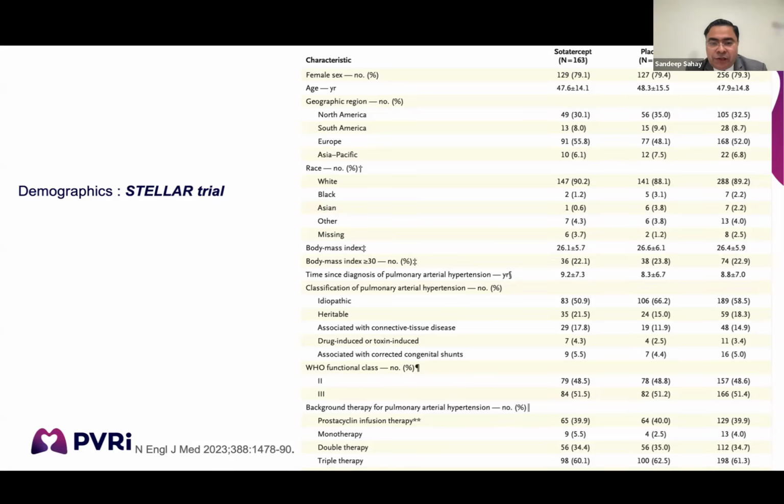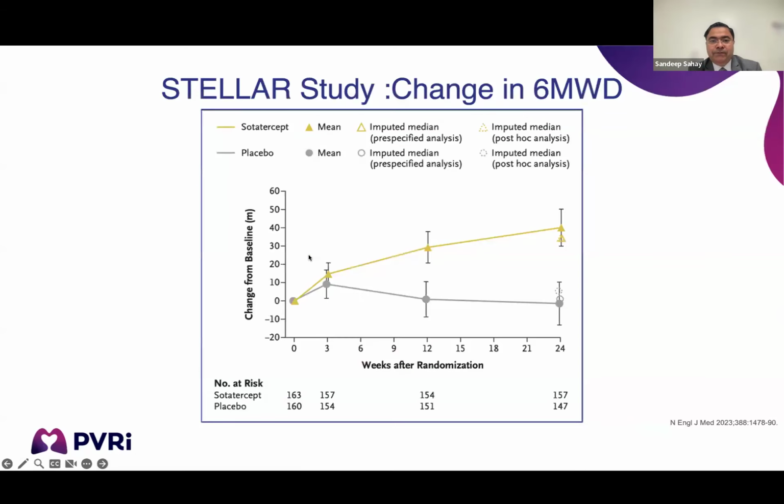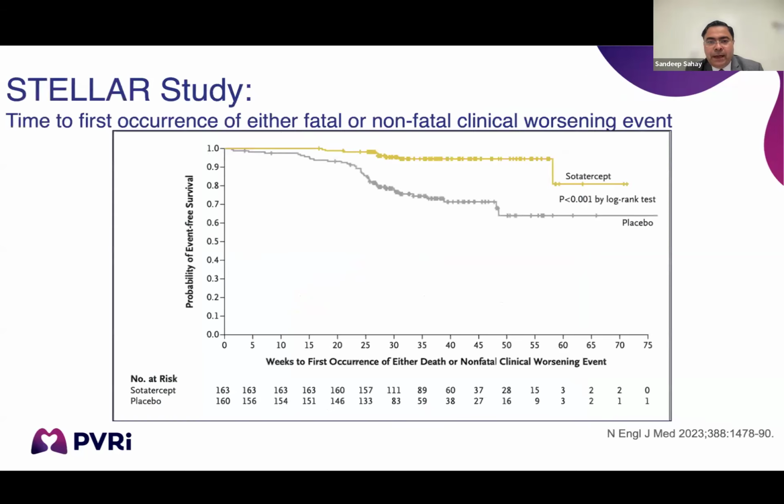The one thing to highlight is that the trial had a very prevalent patient population. As you can see, the majority of patients were on triple or dual therapy: 60% were on triple therapy, and almost 35% were on dual therapy. And almost 40% were on parenteral prostacyclin. Just showing you the primary endpoint of the trial, which was the 6-minute walk distance. Clearly, anyone can assess that there is a very significant improvement in 6-minute walk distance in patients who received Sotatercept compared to placebo.